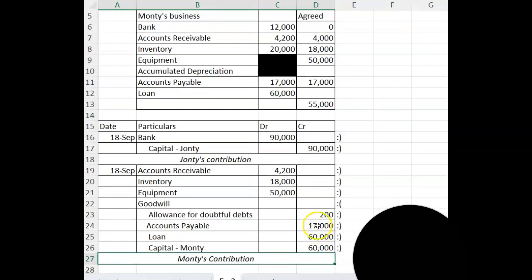So now we've got all the credits in, the debits except goodwill. The goodwill is going to be the difference between the value of the credits minus the debits. So we're going to add up the credits first, minus adding up the debits. And that will be the goodwill figure.